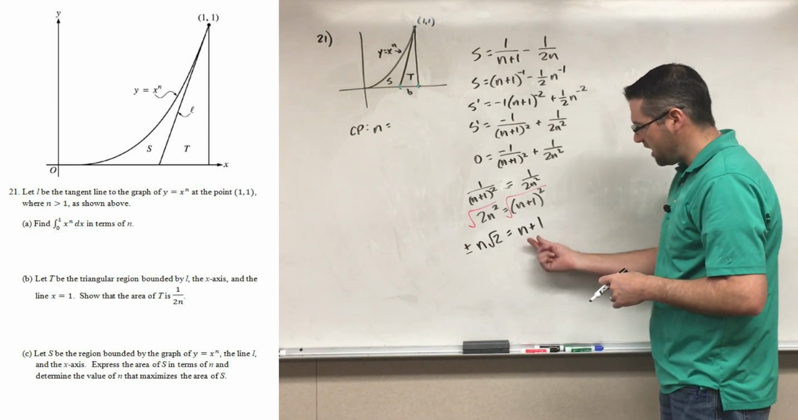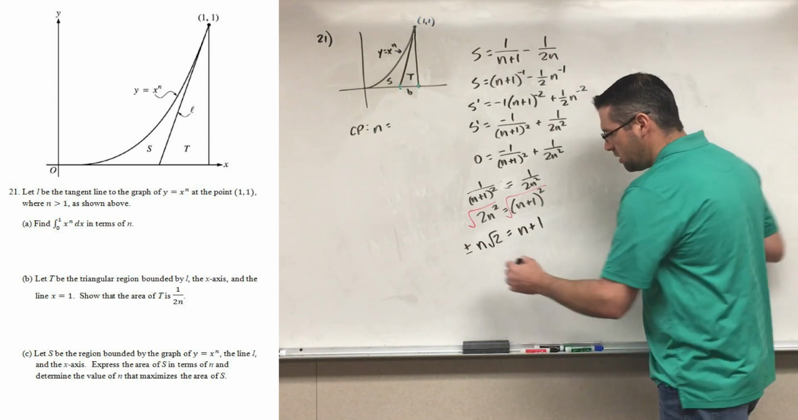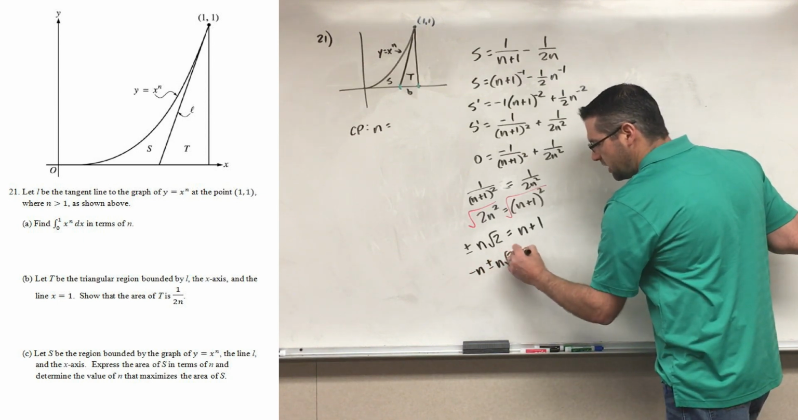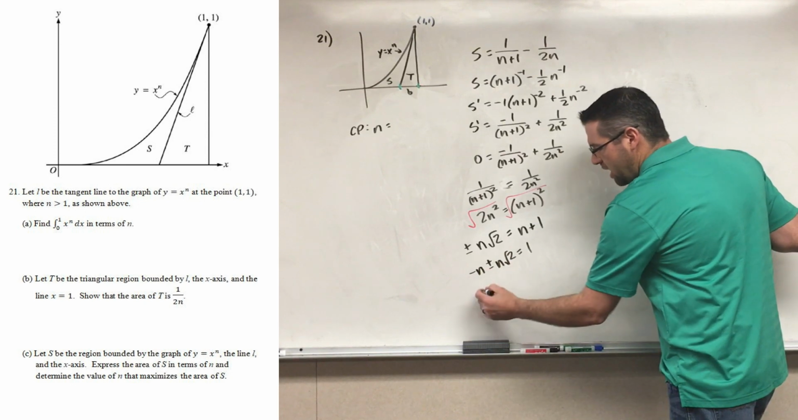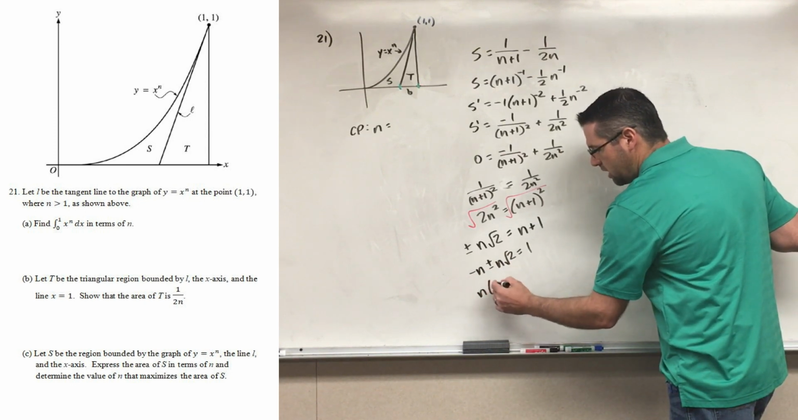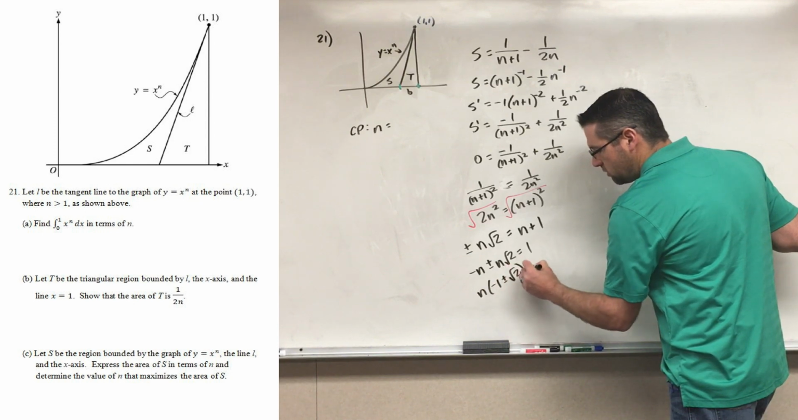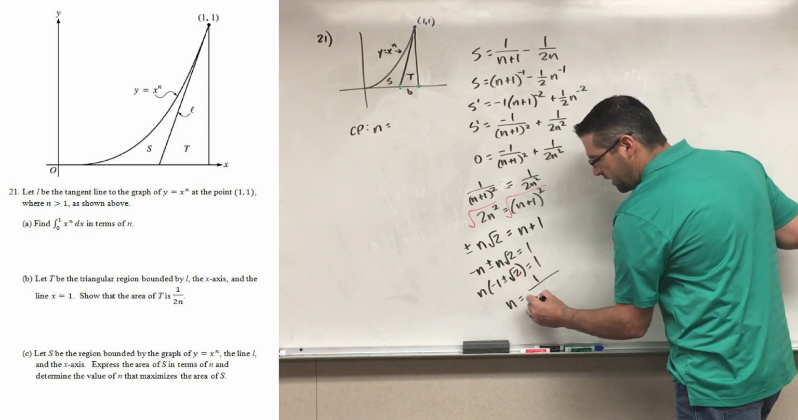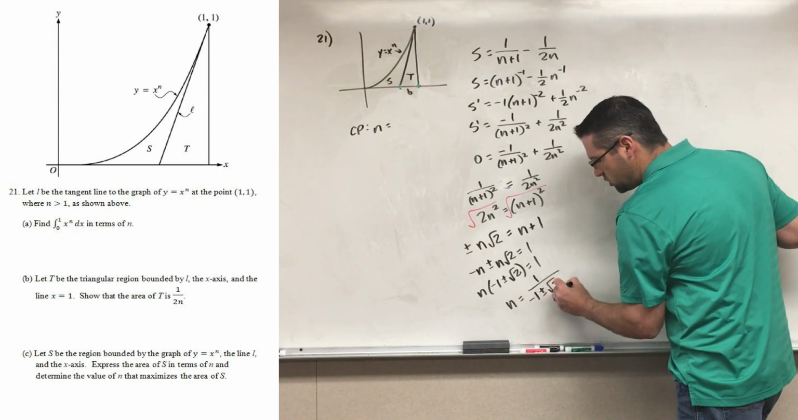And then we're going to solve for n. So I'm going to move this guy over here. So that's going to be negative n plus or minus n rad 2 equals 1. We'll factor out an n, so you get n times negative 1 plus or minus rad 2 equals 1. And then we'll divide all that. So n equals 1 over negative 1 plus or minus rad 2.